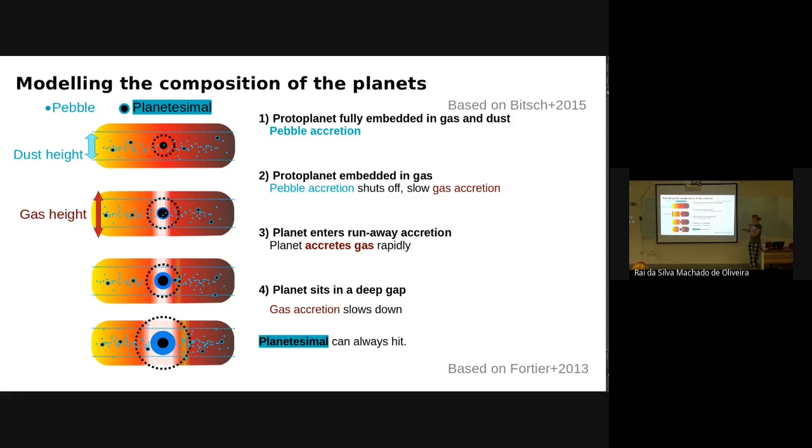After that, eventually, it starts to open a bit of a gap, and it can very slowly hold on to some of the gas while it slows down in pebble accretion, because the Hill sphere actually extends even above the midplane. And then eventually the pebble accretion is completely shut off when the gap gets so wide that there's a pressure bump forming that keeps off the dust from entering the gap in which the planet now sits.